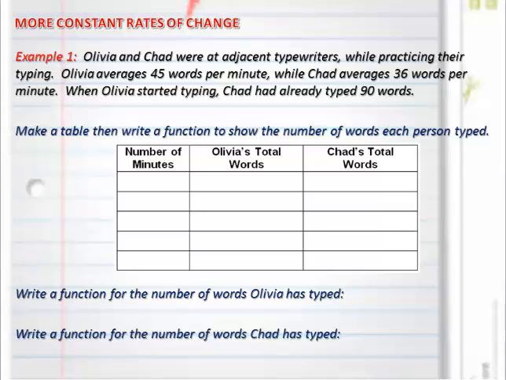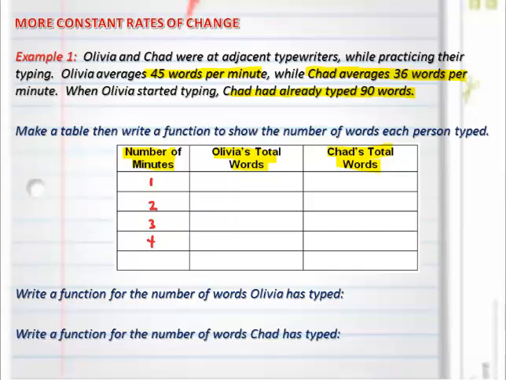So if you look at the table, you'll notice that we've got a number of minutes. We've got Olivia's words after those minutes and Chad's words after those minutes, okay? And again, it said Olivia types 45 words per minute, Chad types 36 words per minute, and when Olivia starts, Chad's already typed 90 words. Right, so this is all going to be important for when we complete our table. Okay, so let's just start with 1 minute, what they've typed after 1 minute, and then we'll do 2 minutes, and then 3 minutes, and then 4 minutes.